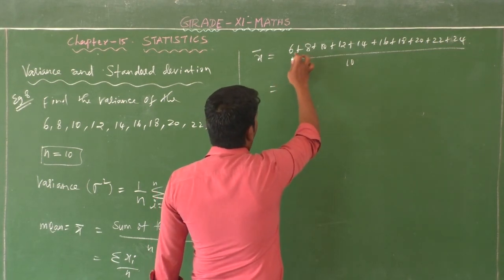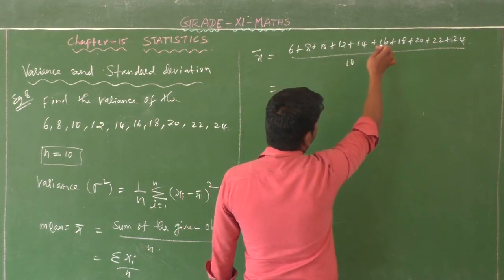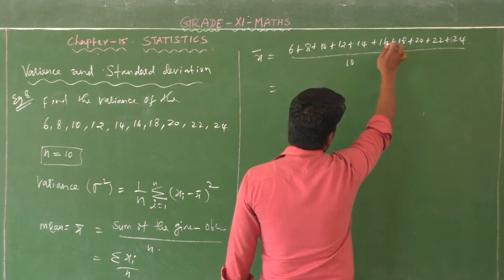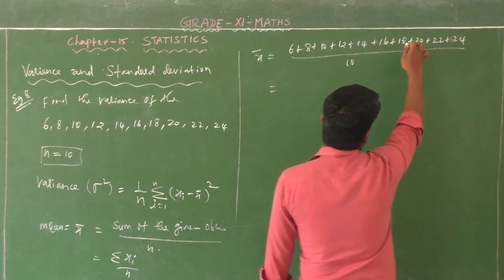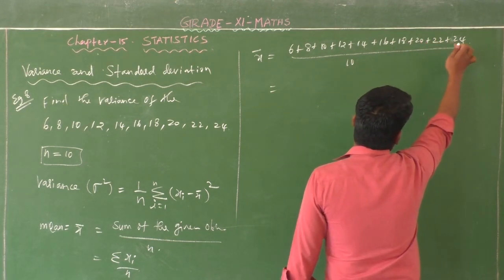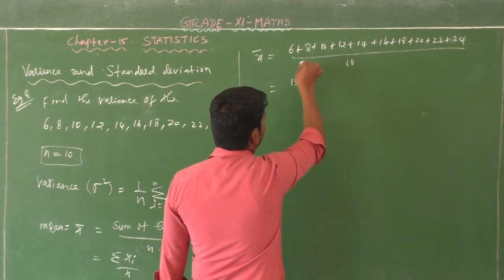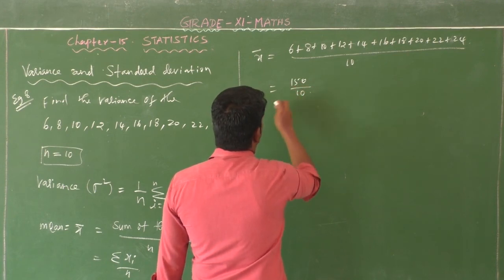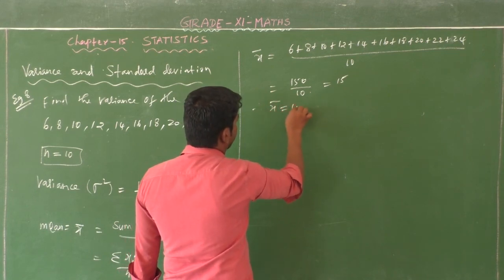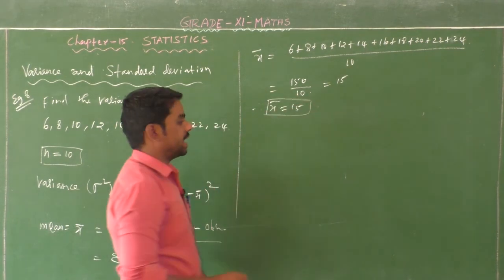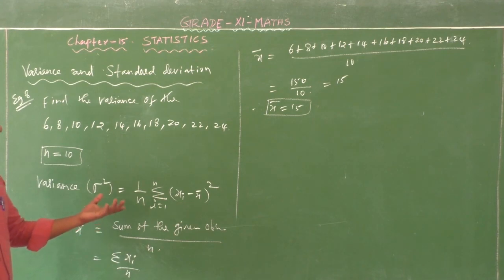Okay, listen. Adding them up gives a sum of 150, divided by 10. So x bar is equal to 15. Therefore the mean x bar equals 15.